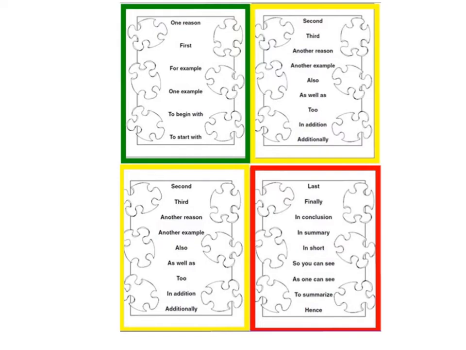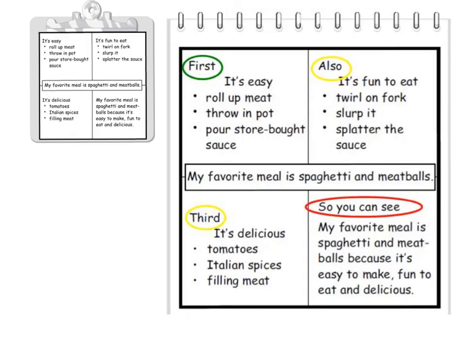Okay, so let's take a look at what this might look like. Take a look at where we left off last time. This was our 4 square plus 3. Remember we had the 3 details that we had added. So we started off with our thesis: my favorite meal is spaghetti and meatballs. And then we said, my favorite meal is spaghetti and meatballs because it's easy. And remember how we read that whole paragraph as we added those details.